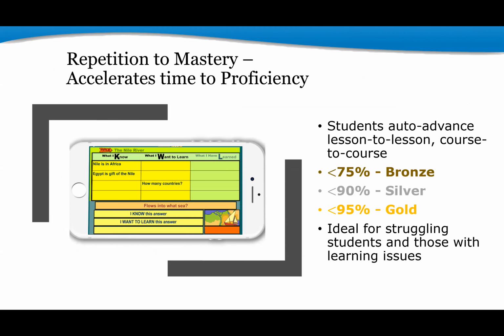The key to Learning Upgrade is repetition to mastery, and students are guided through a lesson that includes repetition of the skill. This helps the learner to accelerate their time to proficiency. In order to advance to the next level, students need to get 75% of their responses correct to earn a bronze medal. If they earn 90% and under 95, they earn a silver, and if they earn 95% or better, they receive a gold. They can retake the lessons multiple times to increase their scores from bronze to gold.